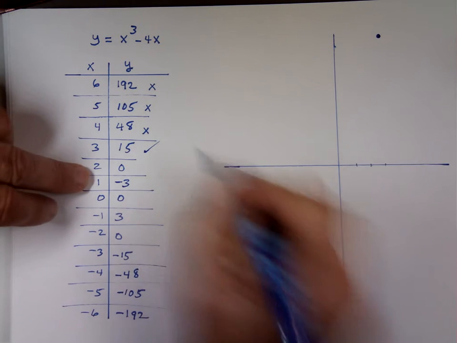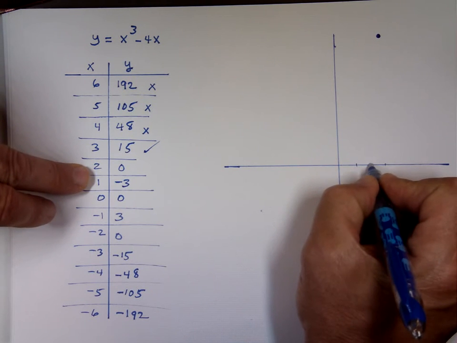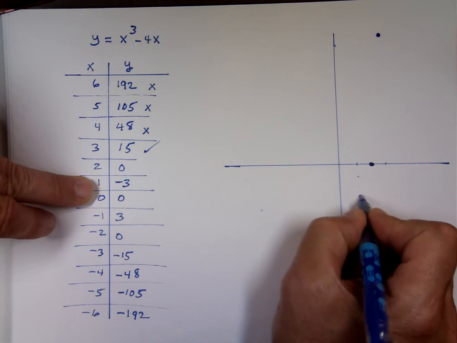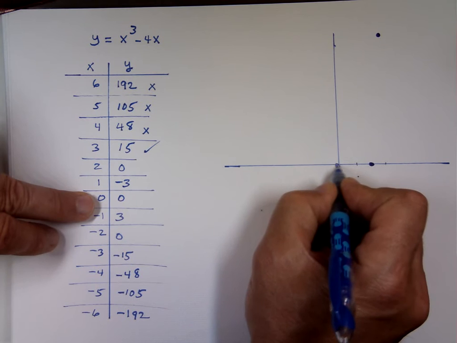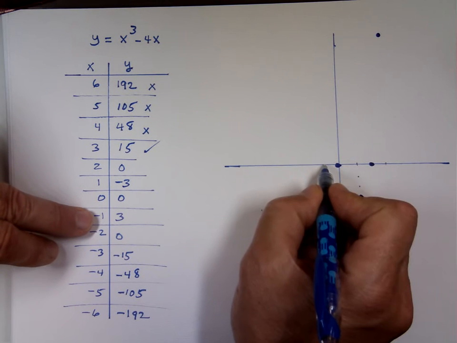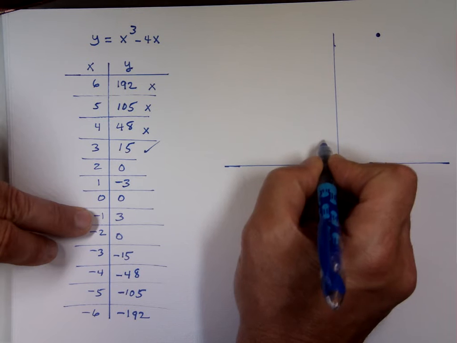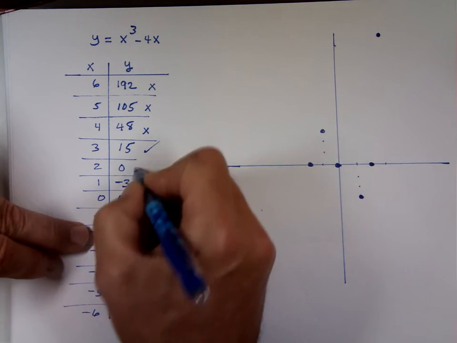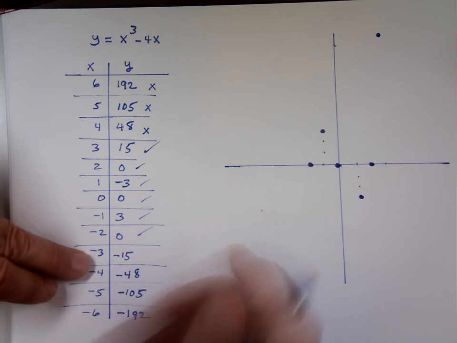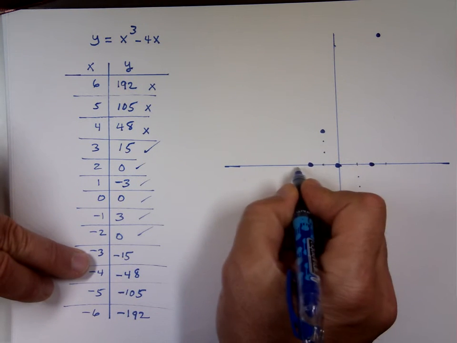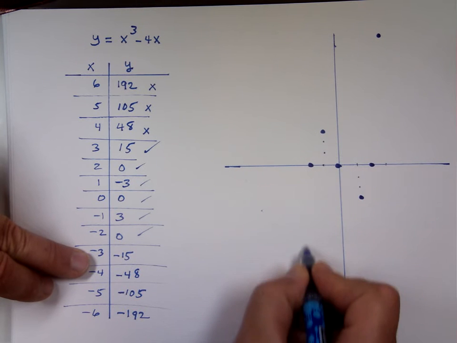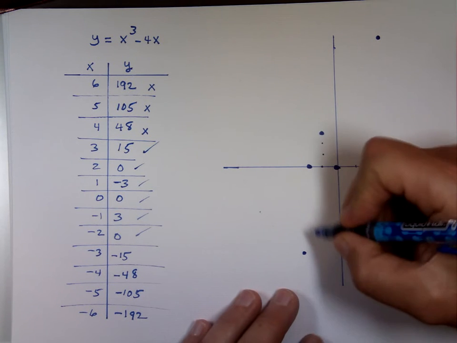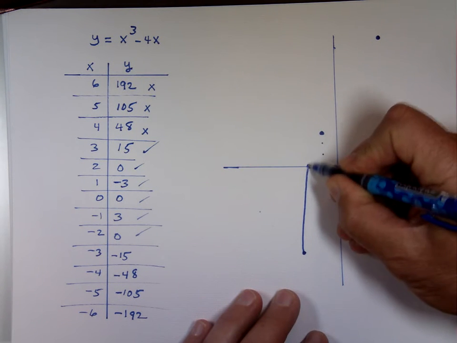When x is 2, that's a 0. When x is 1, that's a negative 3. When x is 0, that's a 0. When x is negative 1, that's a 3. When x is negative 2, that's a 0. When x is negative 3, that's a negative 15. Somewhere here. So now you can't connect them with a straight line. Any way you slice it, it's not going to work.